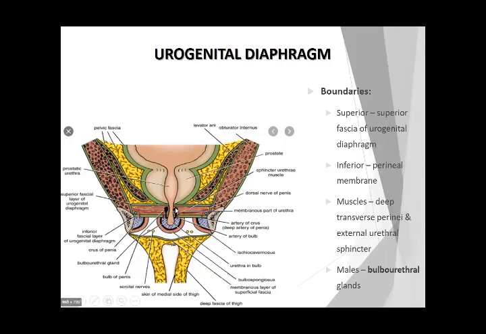So the basically deep perineal pouch के जो contents हैं, they make up the urogenital diaphragms. Namely, it is basically diaphragm is formed by the muscles, deep transverse perineum, external urethral sphincter. They make up the urogenital diaphragm, and these mass of muscles are covered by inferior fascia of the pelvic diaphragm and perineal membrane inferior.